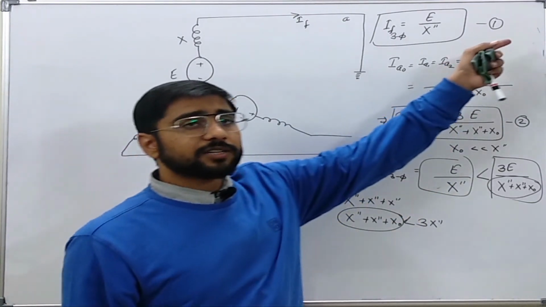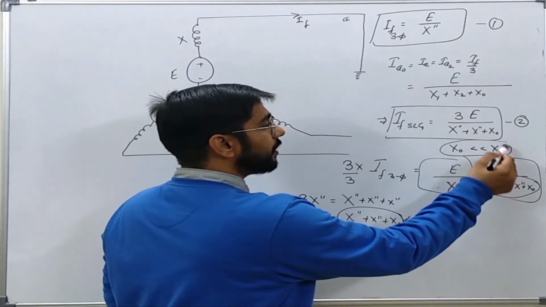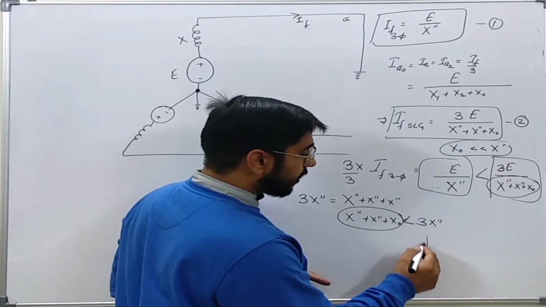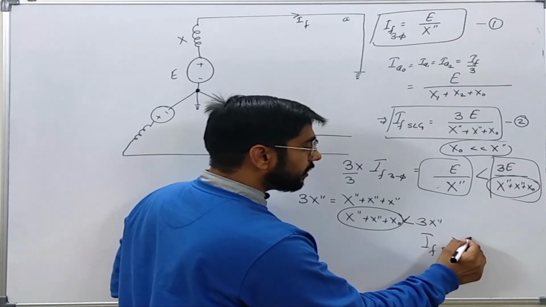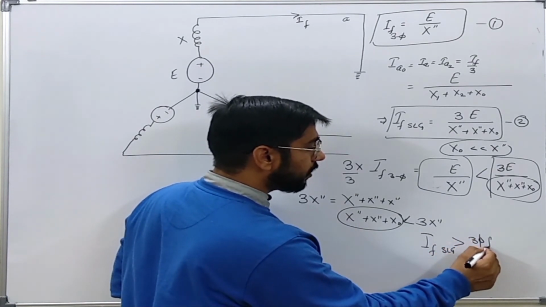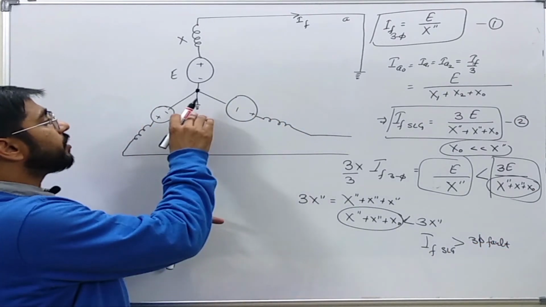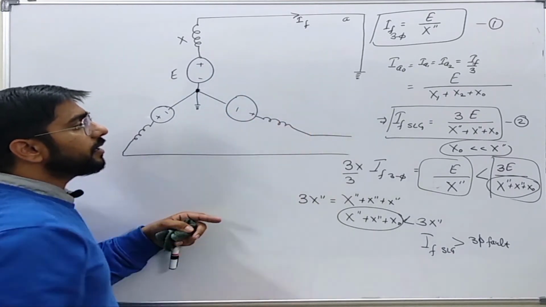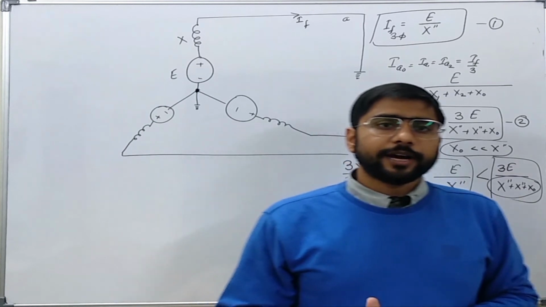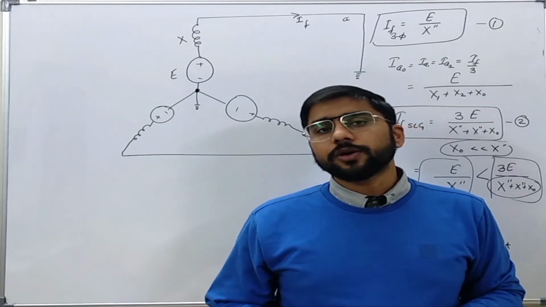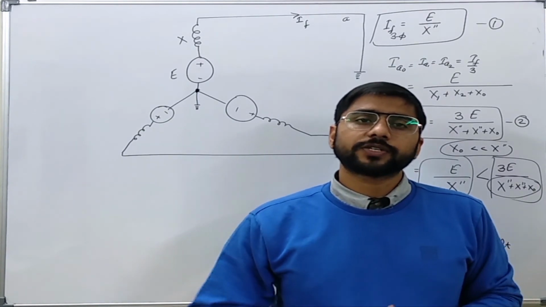So from the comparison of equation number 2 and 1, and from this relation, we can clearly see that the fault current during single line to ground fault is greater than the three-phase fault current on the terminal of a solidly grounded synchronous generator which is star connected. Okay, so in this way we have proved that there can be a scenario in which single line to ground fault can be more severe as compared to three-phase fault.